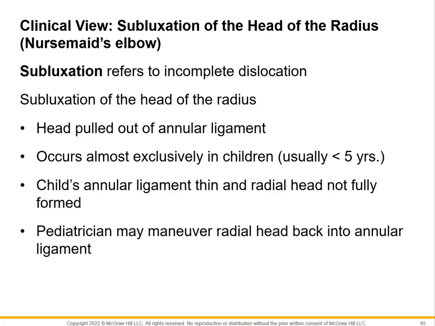This usually occurs from a sudden pulling or tugging motion on the arm, like when a caregiver goes to pull a child up by their arms, and requires a maneuver to pull the radial head back into the annular ligament. What the physician usually does is they will supinate the forearm while flexing the elbow to about 90 degrees, and they're feeling for a click or a pop where that radial head pops back into the annular ligament.